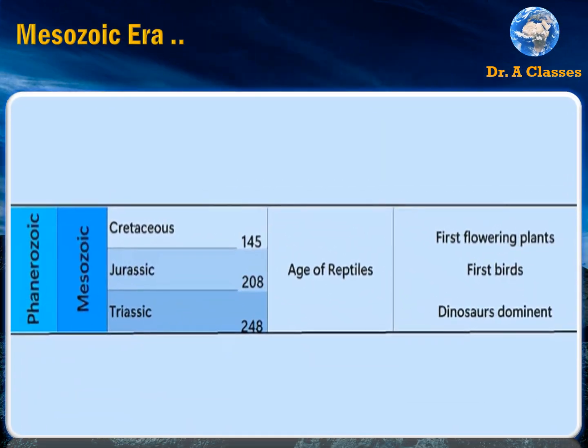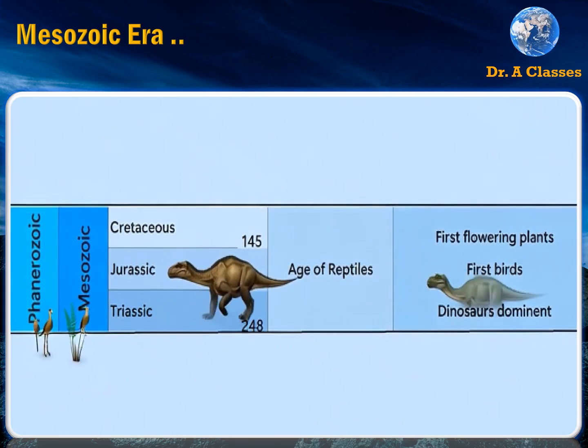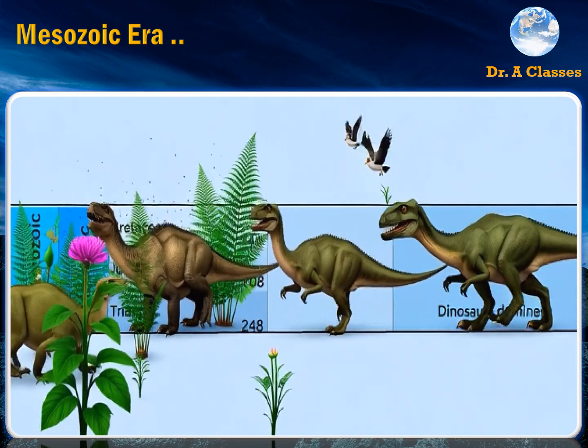Mesozoic era. The Mesozoic era, known as the Age of Reptiles, spanned from about 248 to 145 million years ago. It begins with the Triassic period when early dinosaurs and the first mammals appeared. During the Jurassic period, dinosaurs became dominant and the first birds evolved. The era ends with the Cretaceous period, marked by the rise of flowering plants and continued dinosaur dominance until a mass extinction event ended the era. The Mesozoic represents the peak and final chapter of dinosaur evolution.